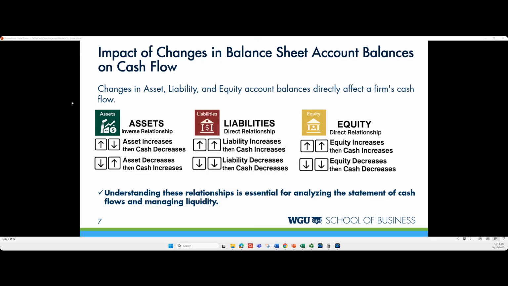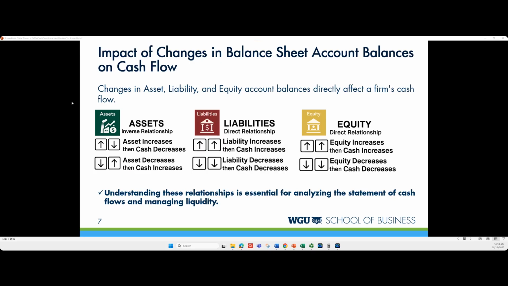Okay, the question has come up. The asset relationship, I'm a bit confused still. Can you explain that one more time? Okay, so when an asset increases in value, cash is going to decrease. Okay, so I used inventory as an example.